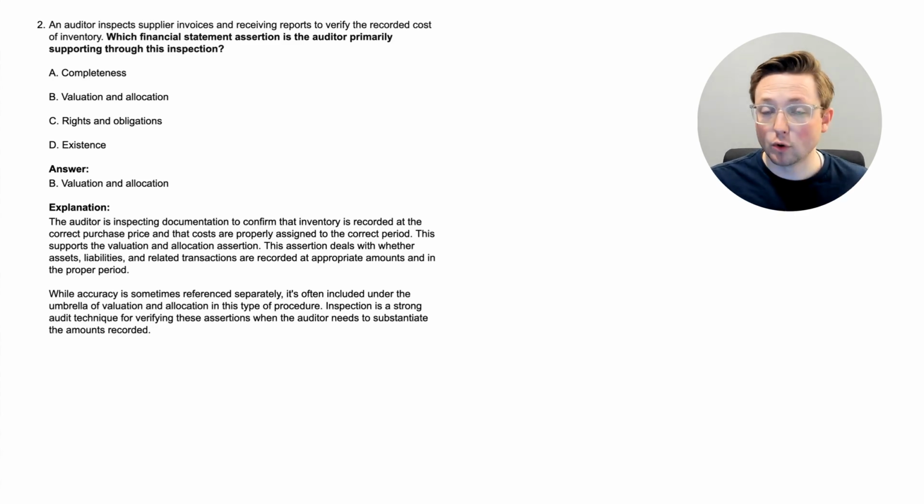So we learned a little bit more about inspection there. Observation is you just observing something happening or something existing. Inspection is you trying to look at documentation and make sure that things are correct. You're going to use inspection for things, again, like valuation and allocation and accuracy. You're going to use observation for things like completeness and existence. All right, we learned a little bit about that and how that affects evidence. Now let's go to the next question.